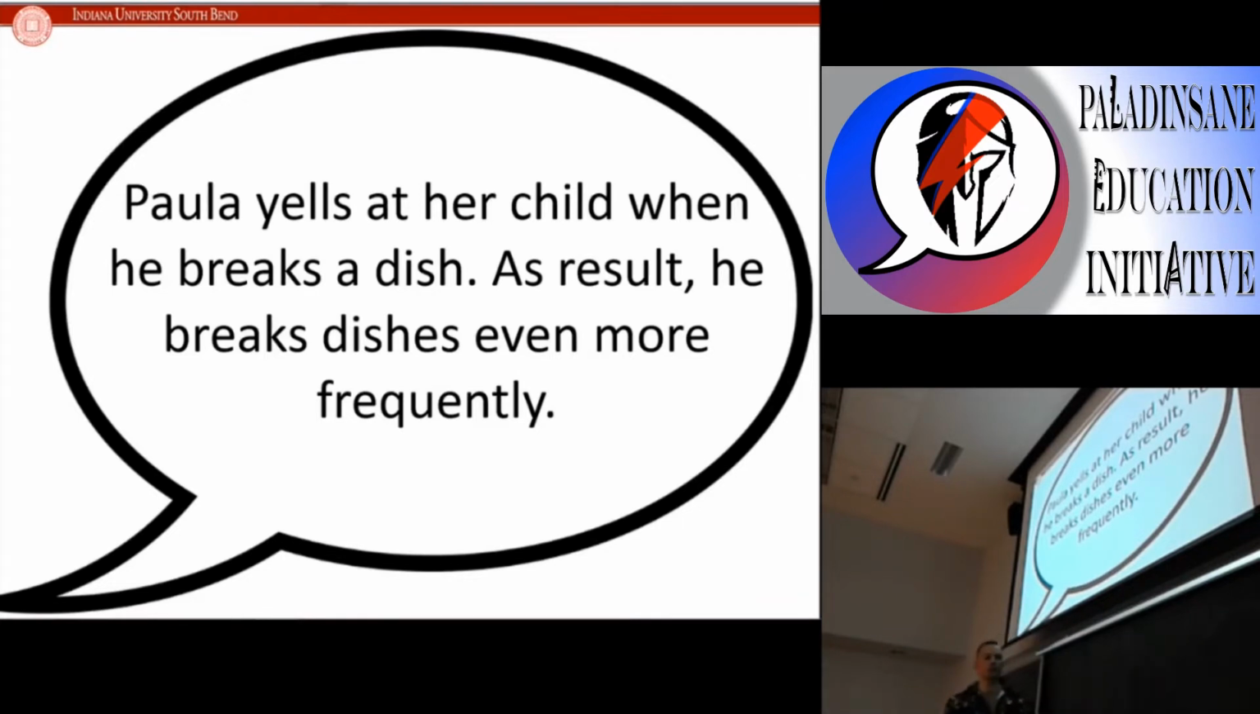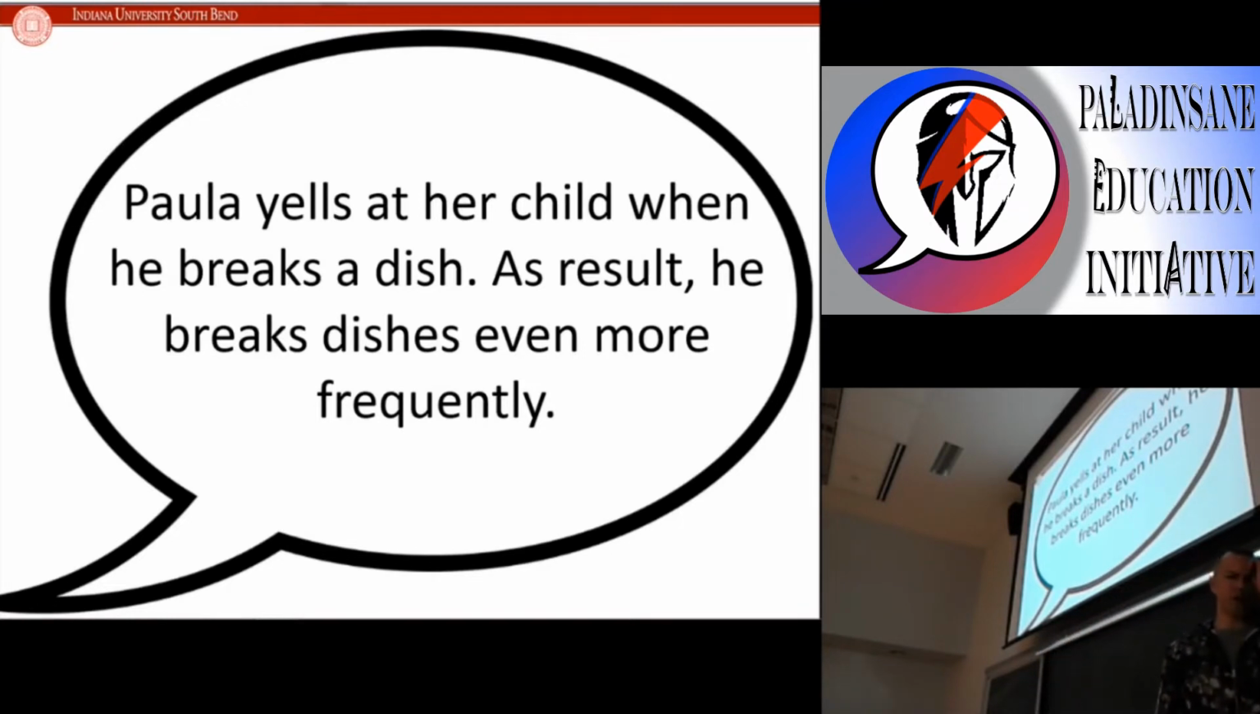So it's reinforcement. Was something added to the child's life as a result of the dishes breaking, or was something taken away? Something was added. Specifically, Paula's yells were added. So in this case, this is positive reinforcement. It doesn't seem like an extremely healthy contingency, but it is positive reinforcement because something was added, the yells were added as a result of the dishes being broken. That led to dishes being broken more frequently, positive reinforcement.